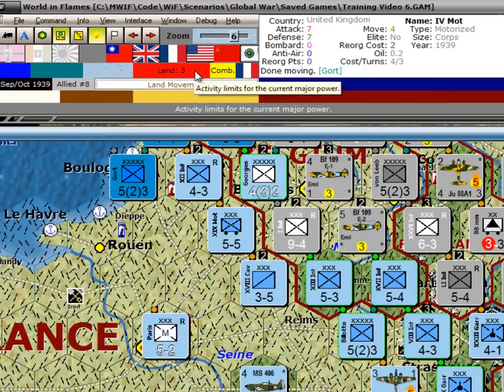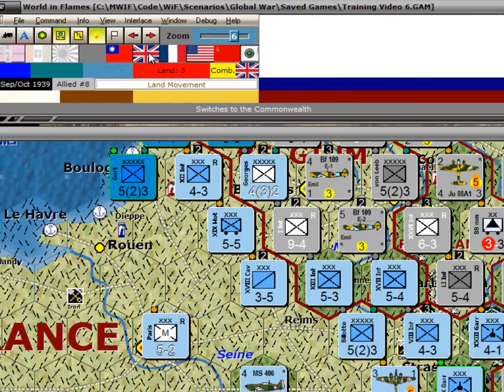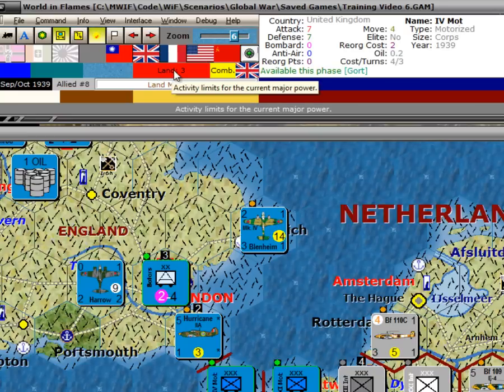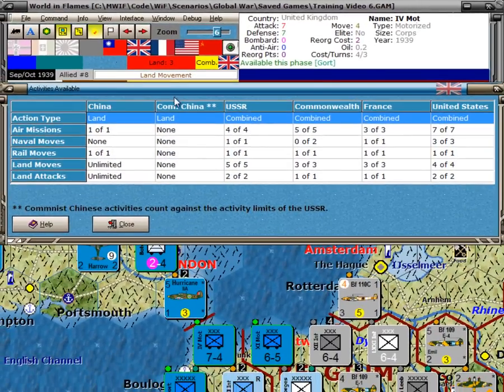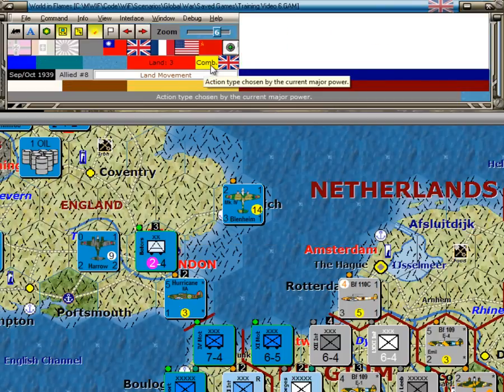This is the activities. It's a land movement phase. The French player has 3 land moves available. If we go back to Great Britain, they also have 3 land moves available. If we click on this, we can see that the Commonwealth has 3 land moves and that the French also have 3 land moves. The Commonwealth took a combined, and the Commonwealth is the current major power as indicated by the flag. This line shows you that it's September, October 39. It's the 8th impulse of the Allied side is the phasing side, and it's the land movement phase.